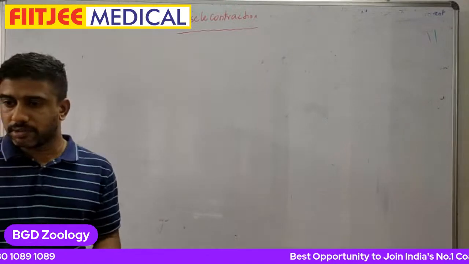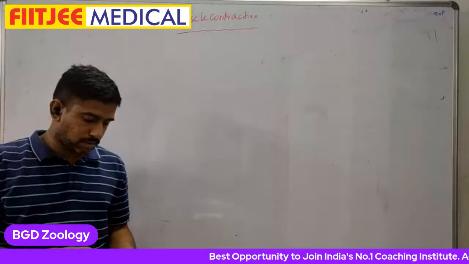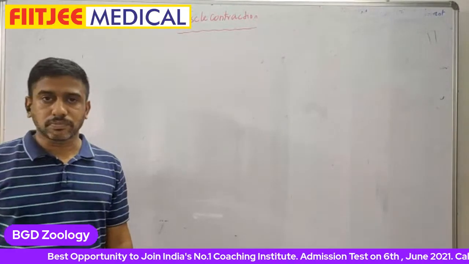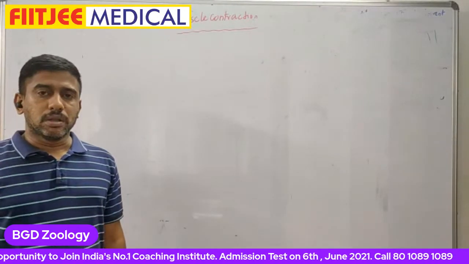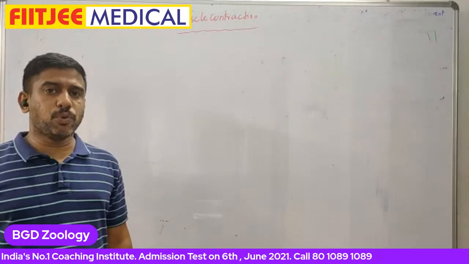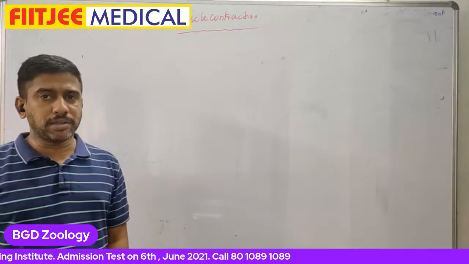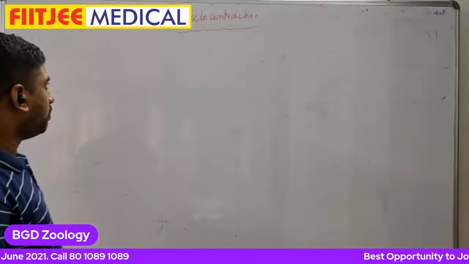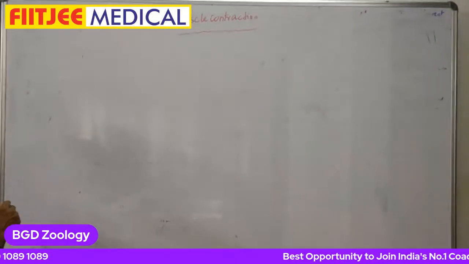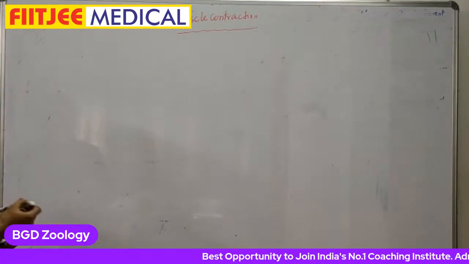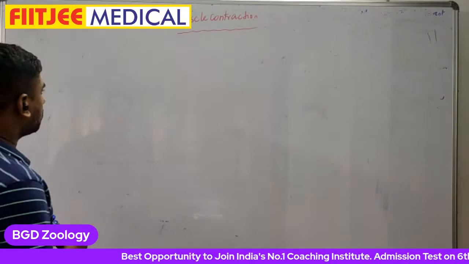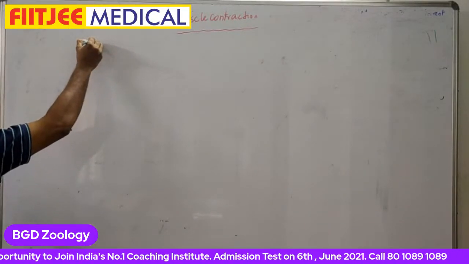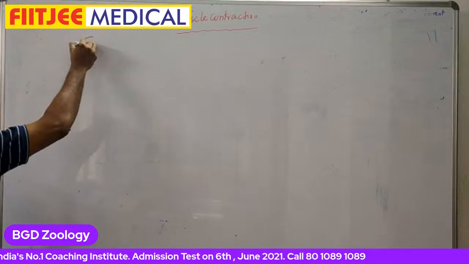So listen everyone. What I said: if you want to bring about muscle contraction, what do you require? You require the help of a motor neuron. So first of all, we can start from that. So first let me draw a motor neuron.